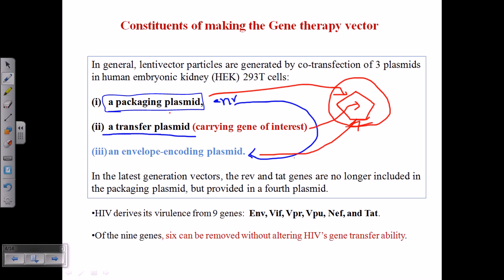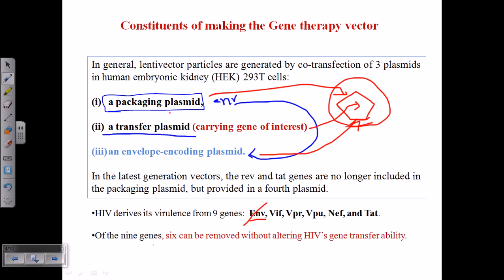So the virulence factors that are present in HIV are from 9 genes. ENV is one of them. VIF, VPR, VPU, NEF, and TAT. Now what we need to do, we must have deleted or eliminated as many of these 9 genes as possible, right? Because these genes are pathogenic, they can create problems for our host cell, they can kill our host cell. So we must have cleaved these particular parts out. So for that we take most of them out.